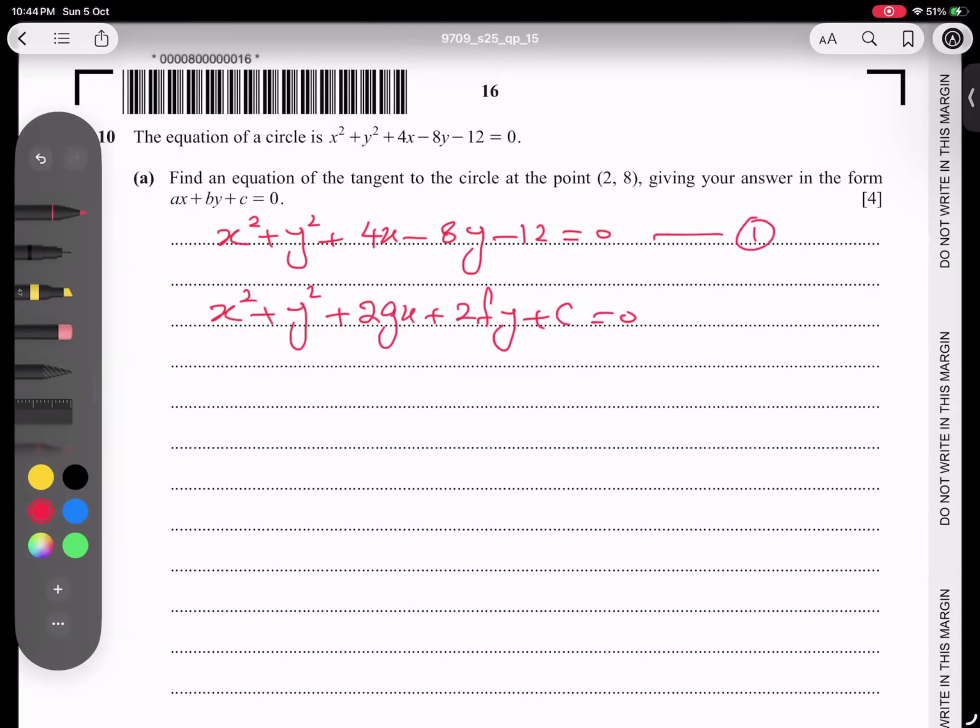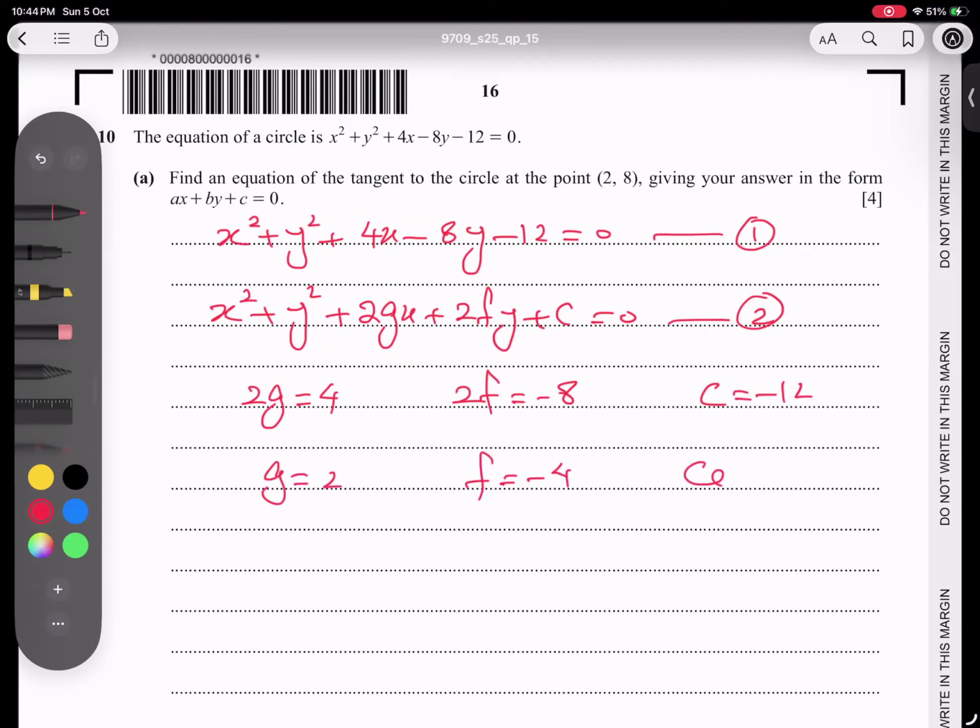I will compare these two equations. When I compare them, the x coefficient 2g equals 4, and -8 equals 2f. And this is the c value, which is not required here. So 2g is equal to 4 and 2f is equal to -8. C is -12, but not required. So the G value turns out to be 2, and the F value turns out to be -4.